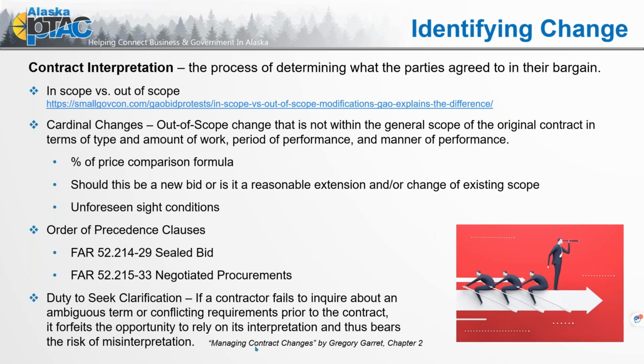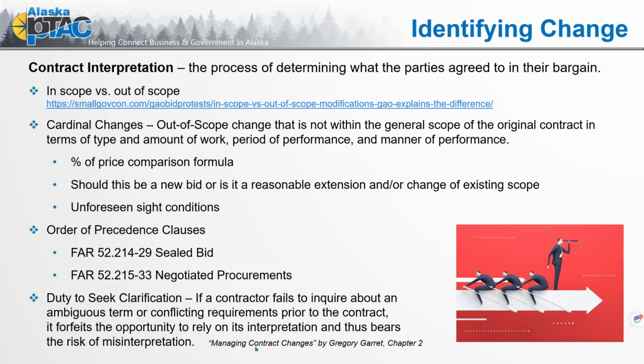Now, a lot of this information is pulled directly out of this book, Managing Contract Changes, and this is chapter 2. I actually do have information on this book and how to order it from Amazon, just where we got it originally. So I do have that in the slide later on. So let's talk about this duty to seek clarification. And there's a great GAO history on defining of shame on you, contractor, you should have known better. And it comes down to this.